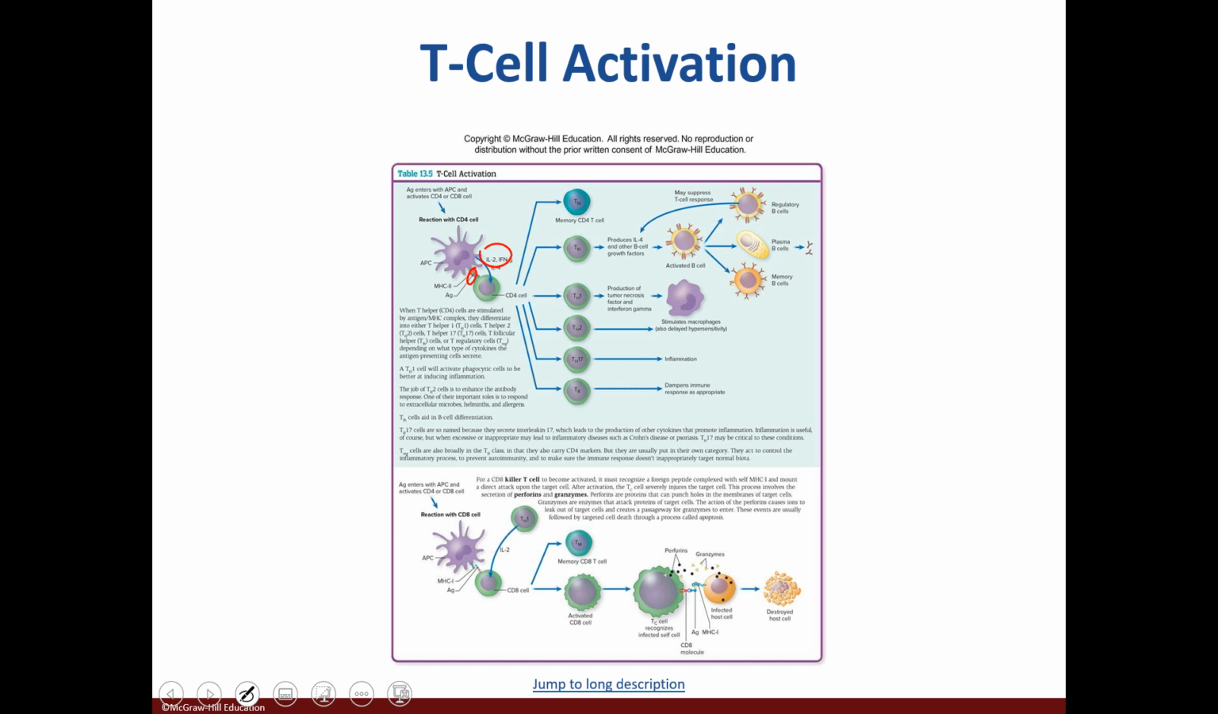A CD8 cell transforms into different T cells. The process is the same, where an antigen-presenting cell brings in an antigen. However, this time it's on MHC1. Helper T cells release interleukins to assist in the activation of the CD8 cell. It then differentiates into a memory T cell and then a cytotoxic T cell, which kills the infected host cells.